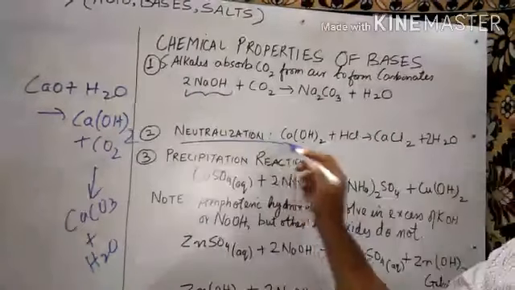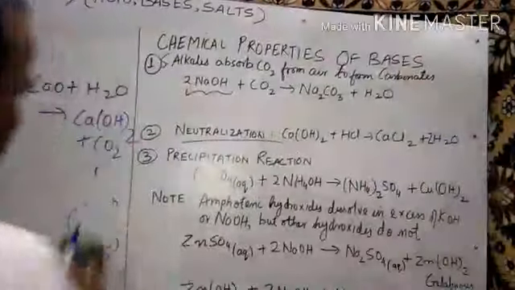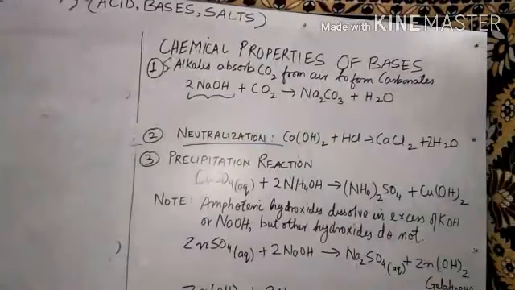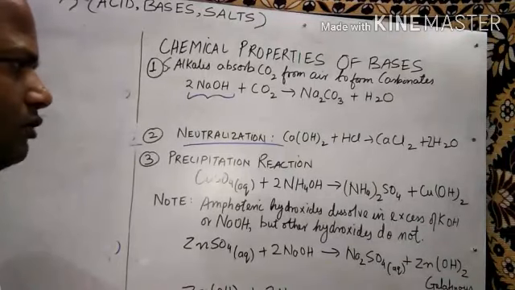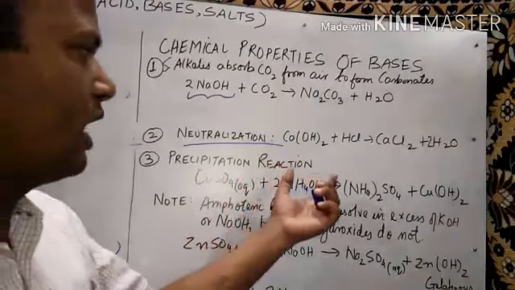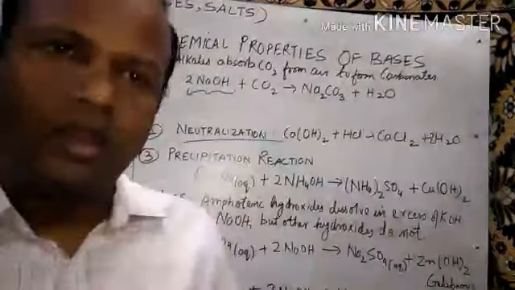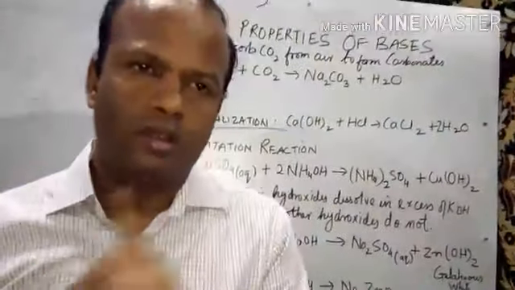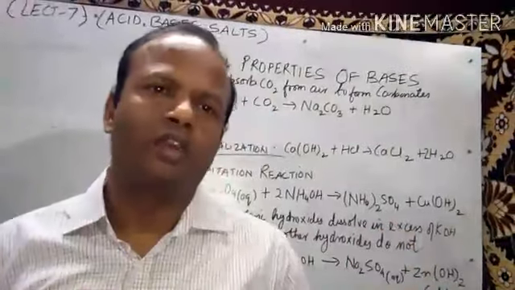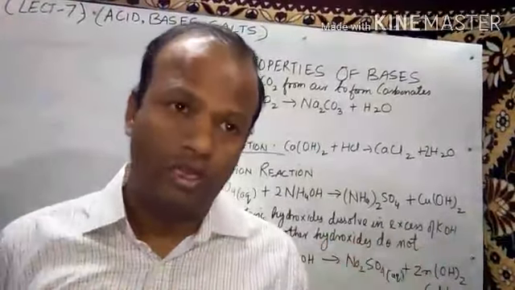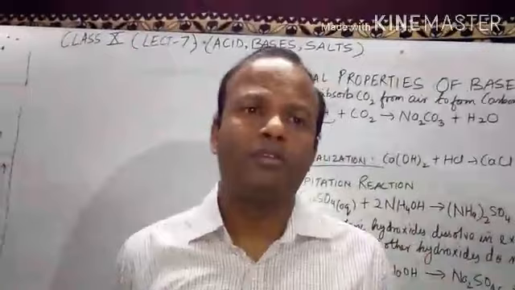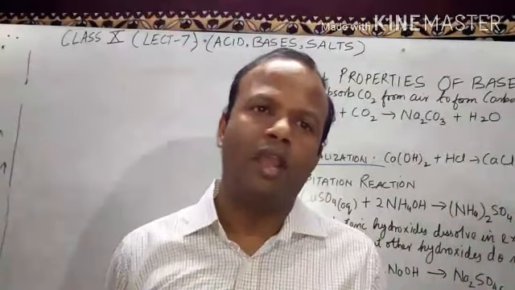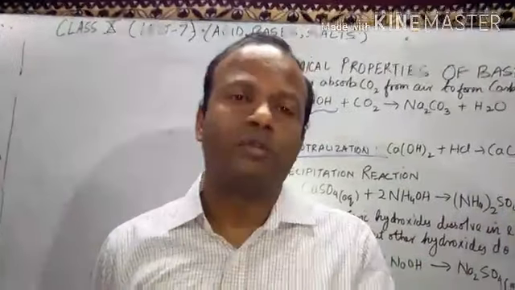Then we have the neutralization reaction. Many times we have studied acid plus base reacting to give salt and water, so no need to go for the explanation. But my dear students, this precipitation reaction is very, very important for analytical chemistry. In the laboratory, whatever experiments we will be doing in chapter 3B, the analytical chemistry, we will be dealing with the precipitates. We will be identifying the cations by the color of the precipitates so formed.